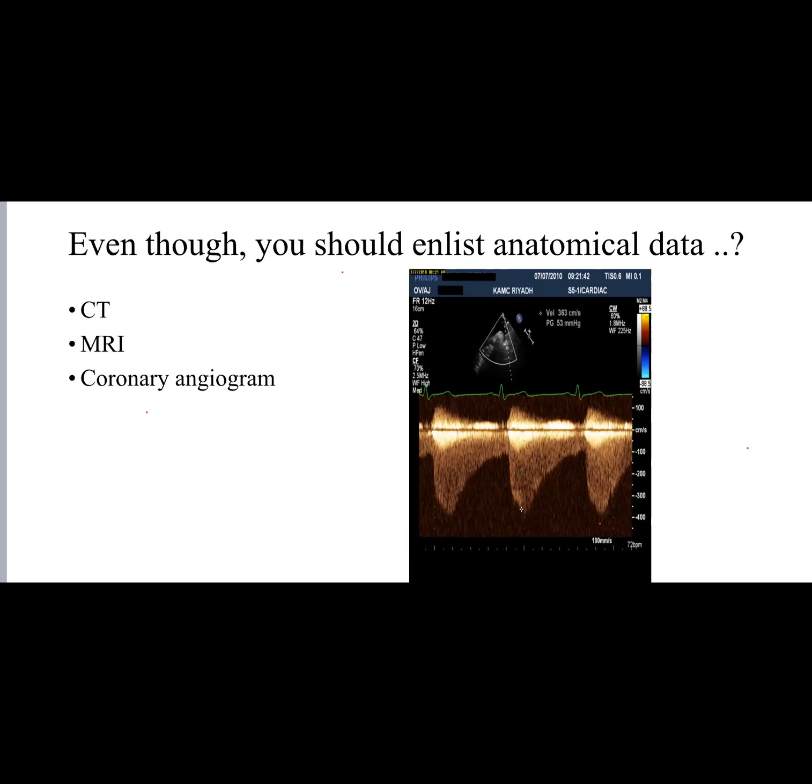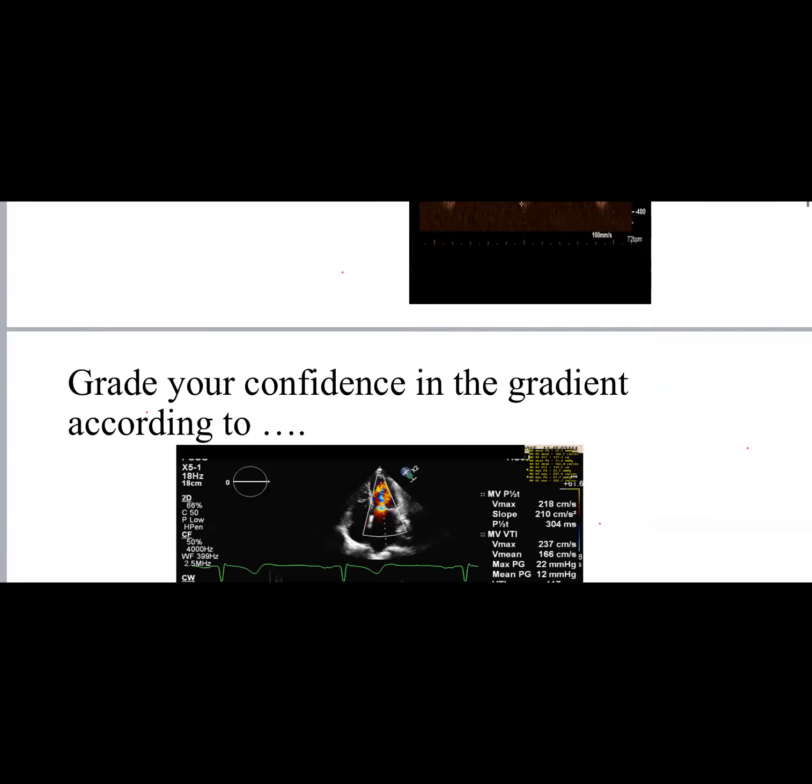Why not echo? Echo is not good at all to see the anatomy of the descending aorta. The Achilles heel of echo is the descending aorta. We don't see it well. It's kind of a blind spot. So it's not reliable anatomically by echo to see what's going on there. So you better see CT, MRI, or something like that, before you embark on any intervention.